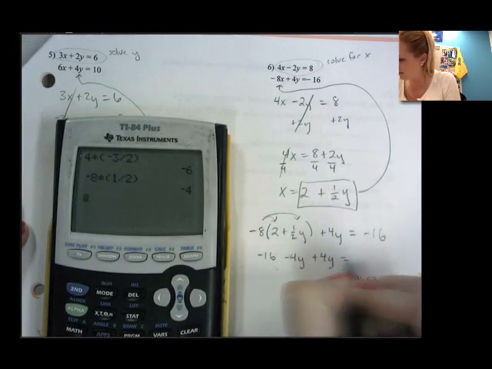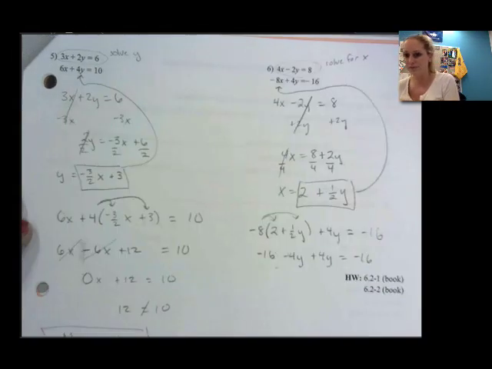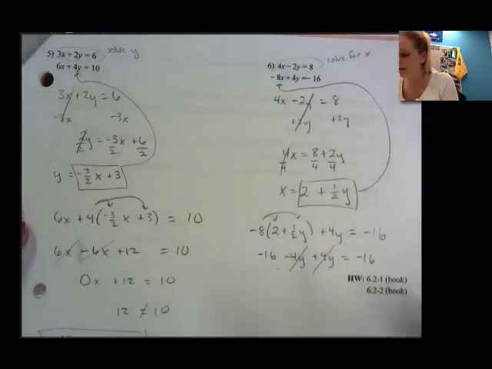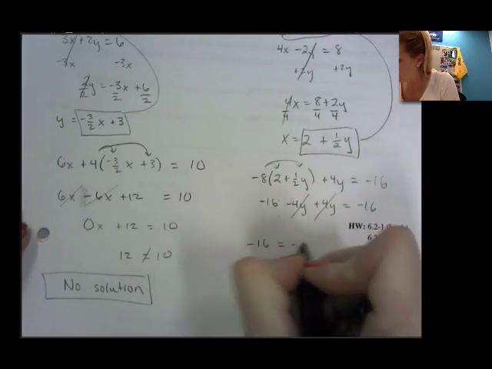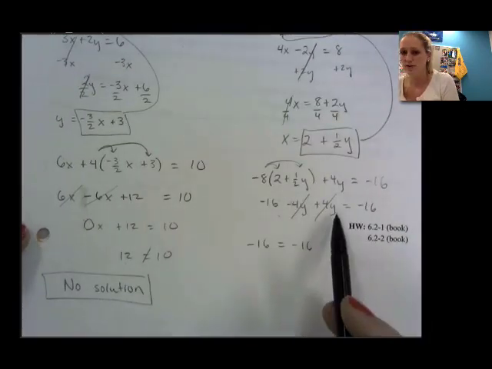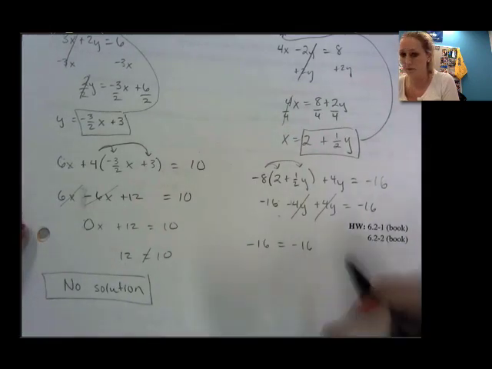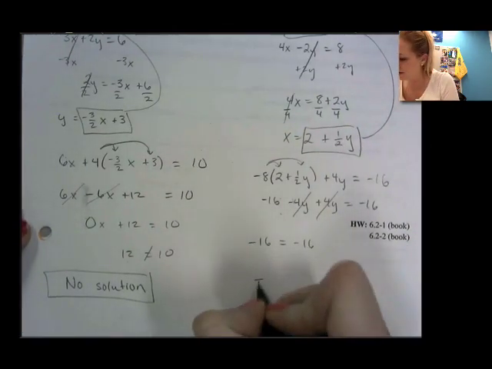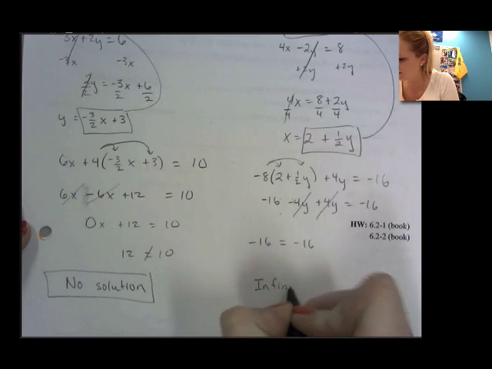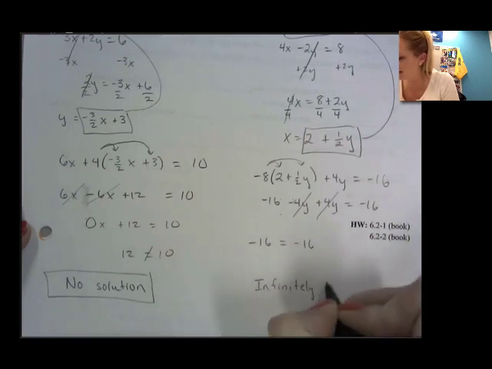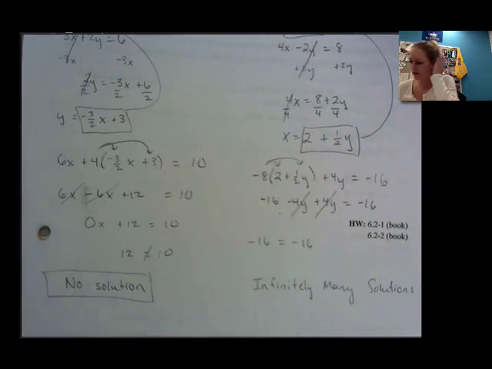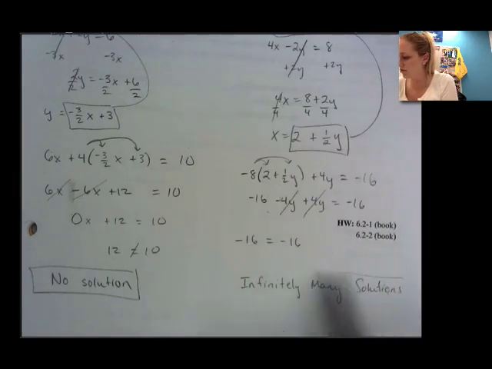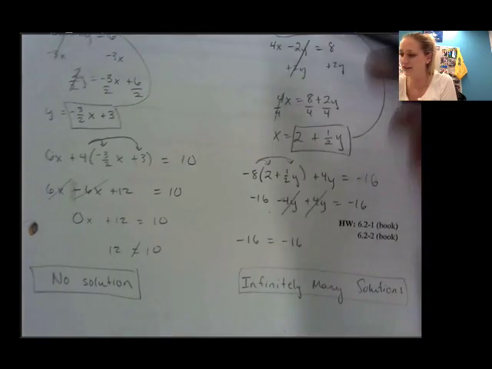All right, we have something kind of similar happening with this one. My y's are going to cancel, -4y and +4y. So I'm left with -16 equals -16. So all my y's disappear, but this time I'm left with a true statement. If you remember back from our solving module, this meant infinitely many solutions. In this case, this means this is the exact same line. It's one line on top of the other.